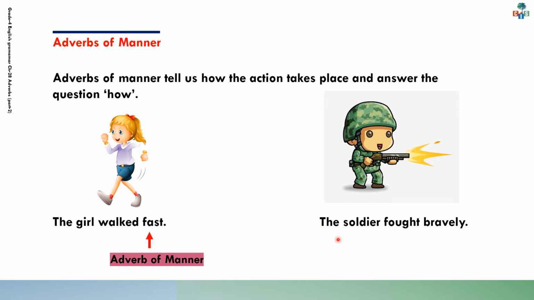See next example. The soldier fought bravely. Now, answer the question how. How did the soldier fight? The soldier fought bravely. So, bravely is an adverb of manner in this sentence. So, children, to identify an adverb of manner in a sentence, ask the question with how. So, you will get the adverb of manner easily. Clear?